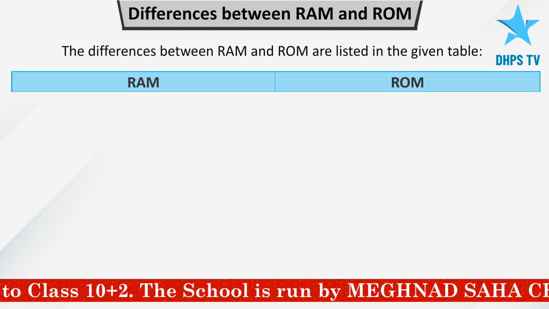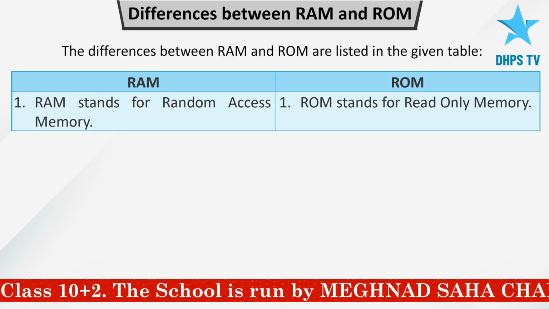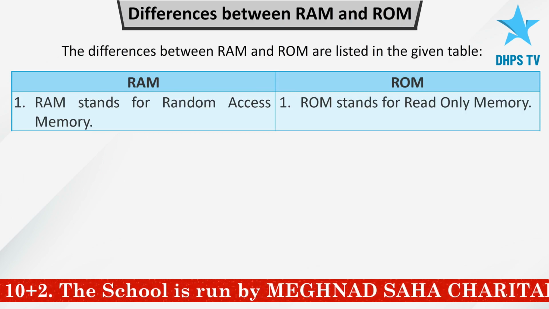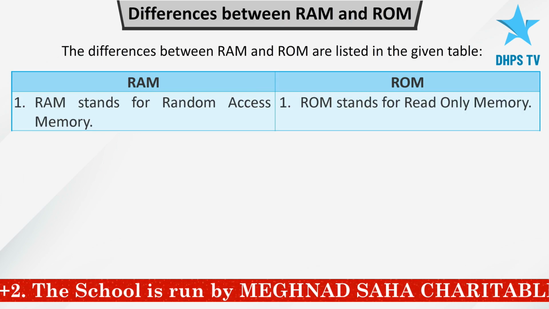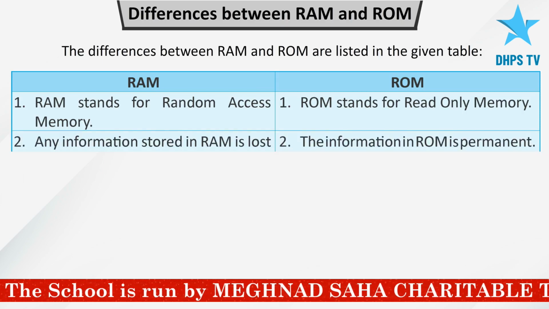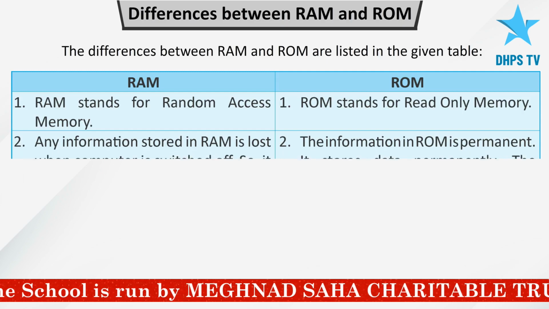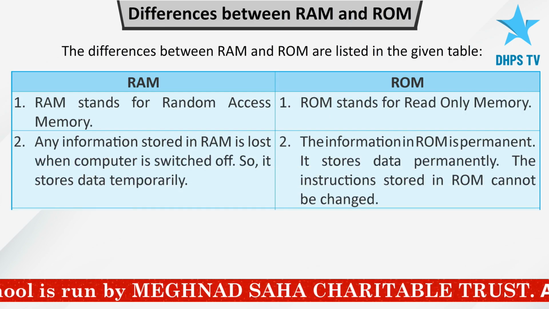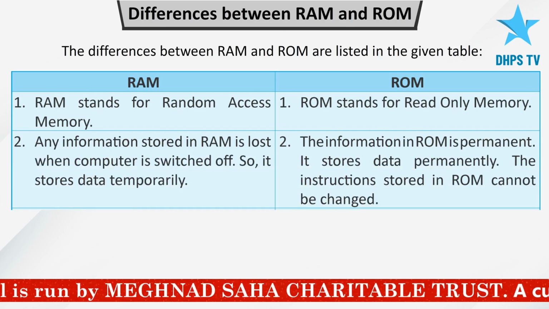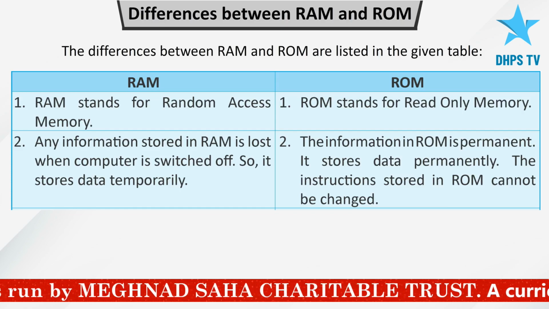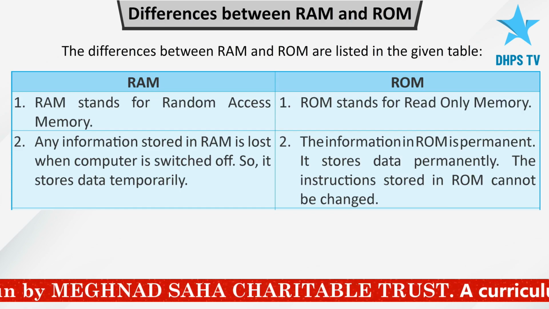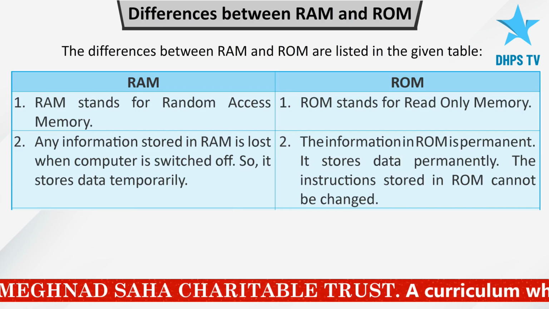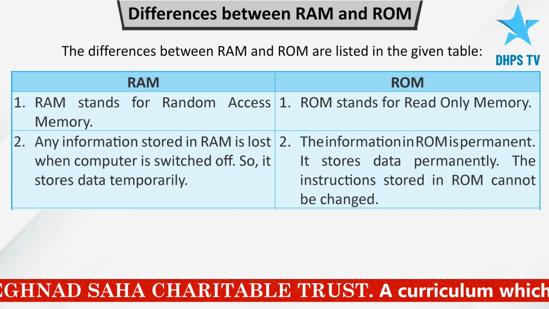RAM, ROM. 1. RAM stands for Random Access Memory. ROM stands for Read-Only Memory. 2. Any information stored in RAM is lost when computer is switched off, so it stores data temporarily. 2. The information in ROM is permanent. It stores data permanently. The instructions stored in ROM cannot be changed.